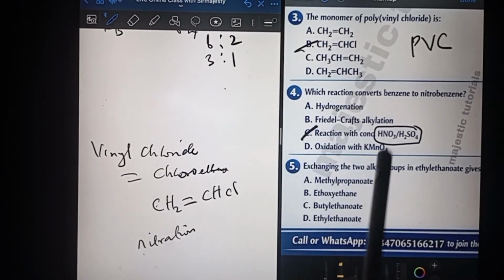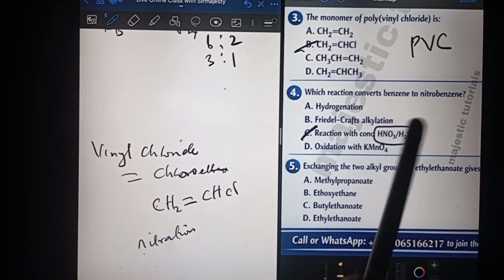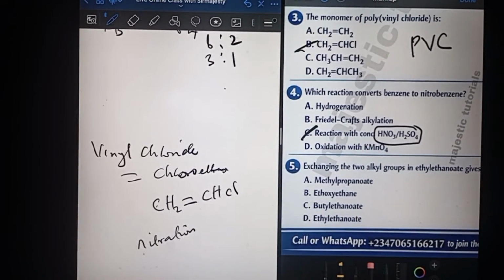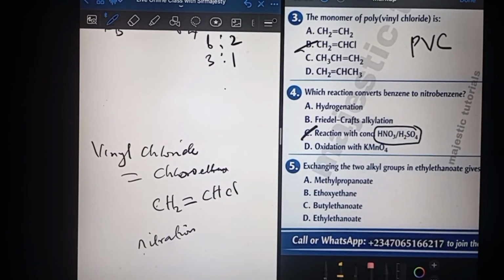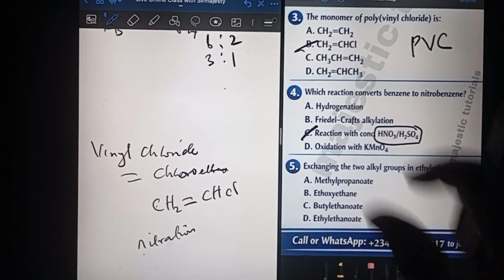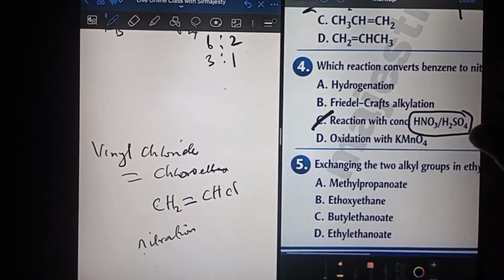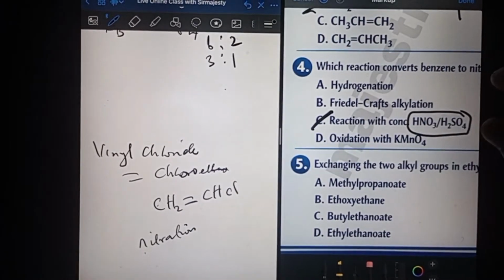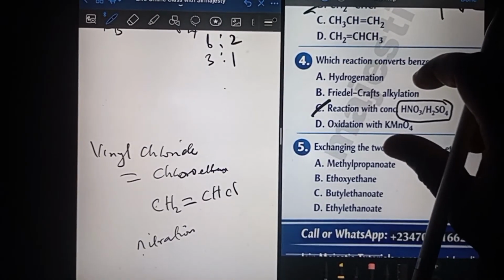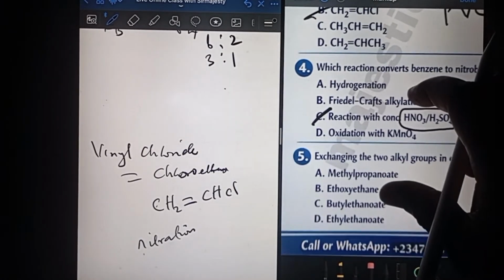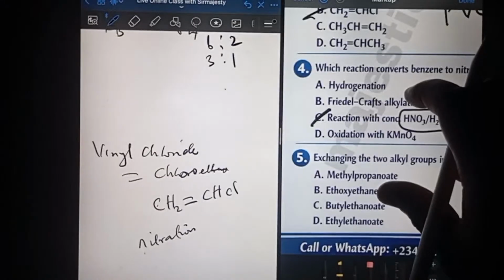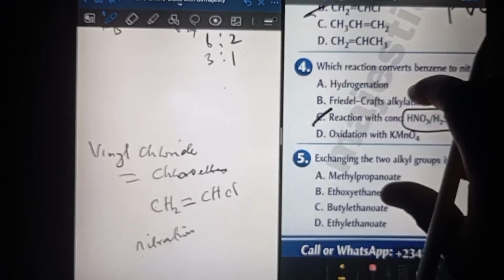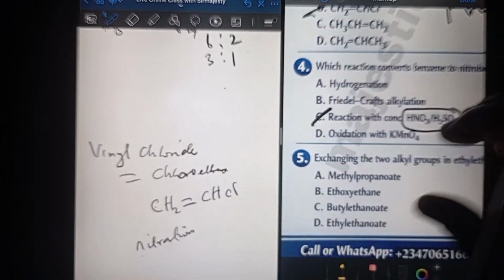So this acid, concentrated HNO3, about 90 something percent, of course, not the regular one in the market, with H2SO4, forms the nitrating mixture. That's what we use to introduce the nitro group in the benzene ring to form nitrobenzene. So this is done while making trinitrotoluene and trinitrobenzene. These are explosives.